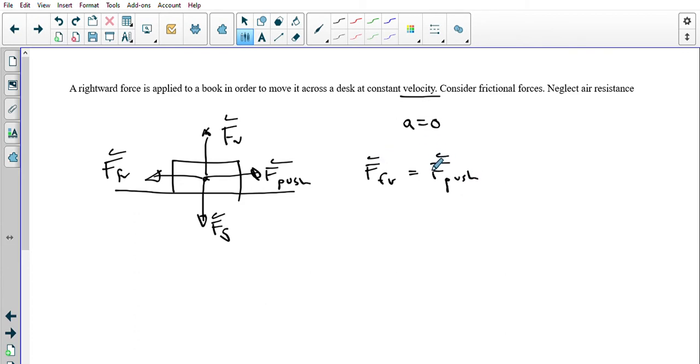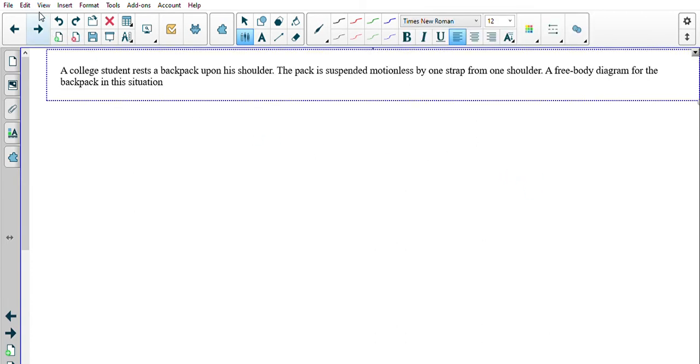That's what we mean by this situation: consider frictional forces, neglect air resistance. Neglecting air resistance is going to be the normal frame. We're generally going to ignore the air resistance. Frictional contact forces and normal forces are going to be more important. Air resistance is not going to matter, unless we're traveling at high speed, like jumping out of an airplane, where we reach velocities that are significant.